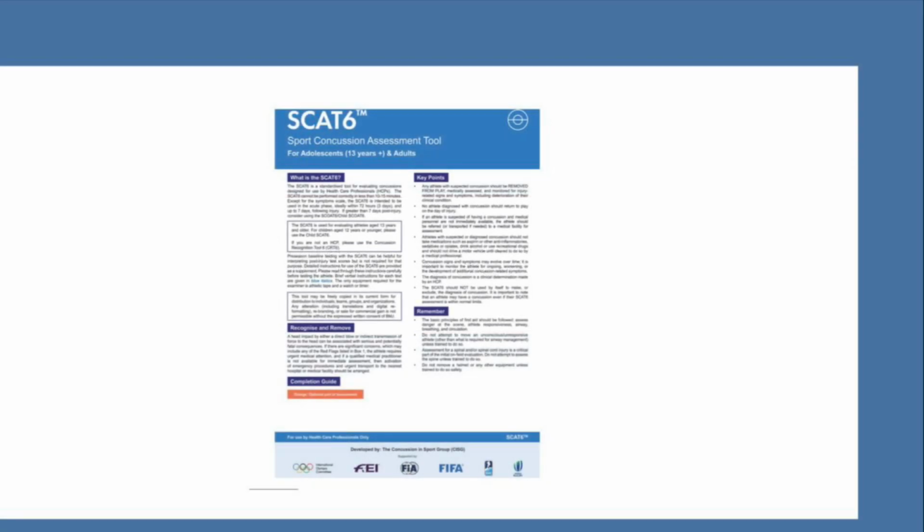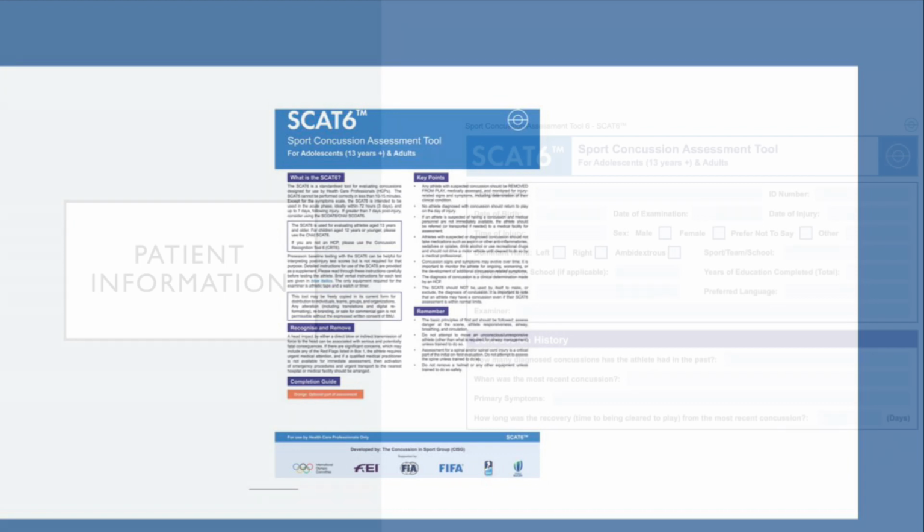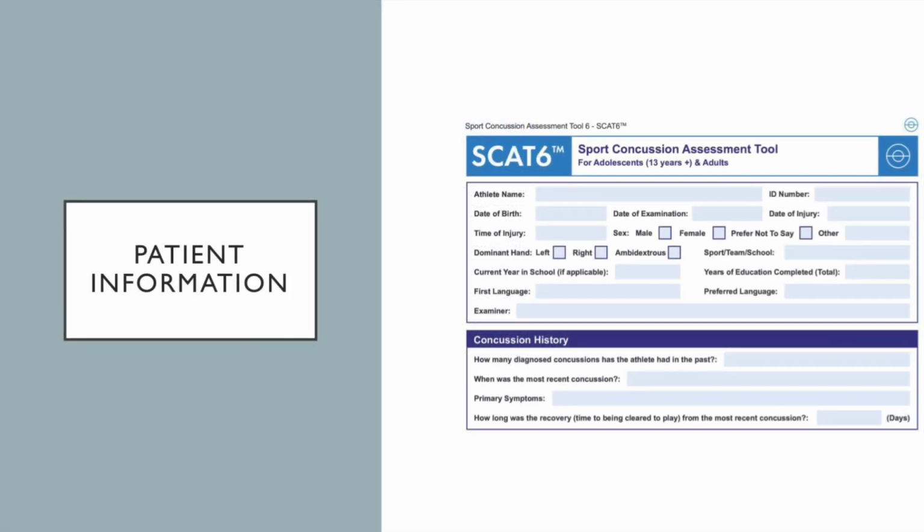It is recommended to perform the SCAT6 on your athletes to get a baseline test, but not required. Instructions are provided and should be read through before beginning testing. Athletic tape and a timer are needed for testing. To start the SCAT6, the medical examiner will fill out patient information and get concussion history located on the second page of the SCAT6 form. This information should be known before the injury.